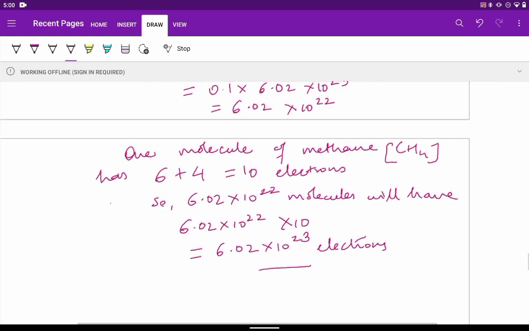I hope, students, you all could understand the numericals and the mole concept I discussed with you today.